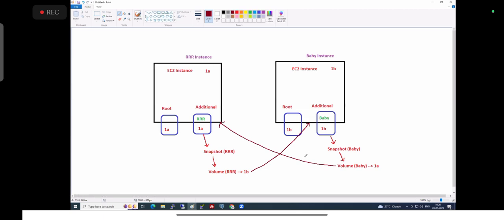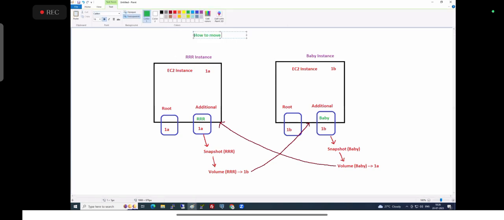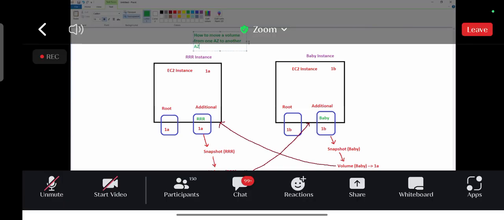Did you understand? This is a real time scenario. Just now I put the triple R movie and baby movie, but you might have different projects and applications there. So this question is, how to move a volume from one AZ to another AZ? Using a snapshot.